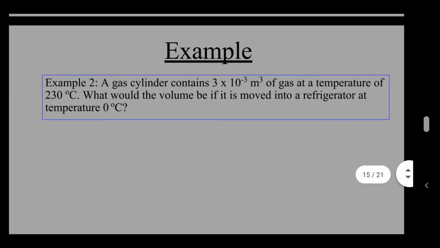So let's look at an example. A gas cylinder contains 3 times 10 to the negative 3 meters cubed of gas at a temperature of 230 degrees Celsius. We're going to be changing that to Kelvin. What would the volume be if it was moved to a refrigerator at temperature 0 degrees Celsius?